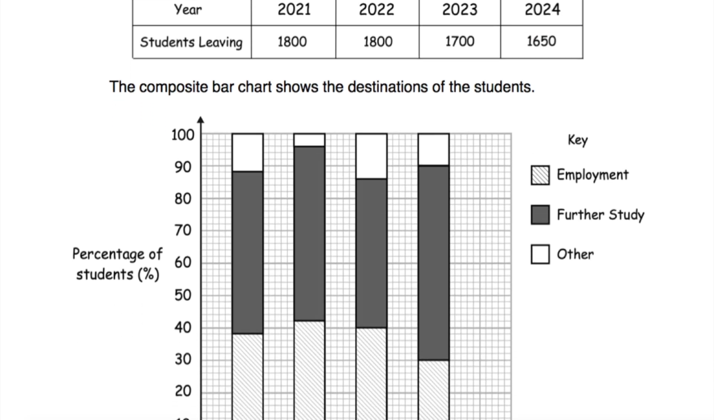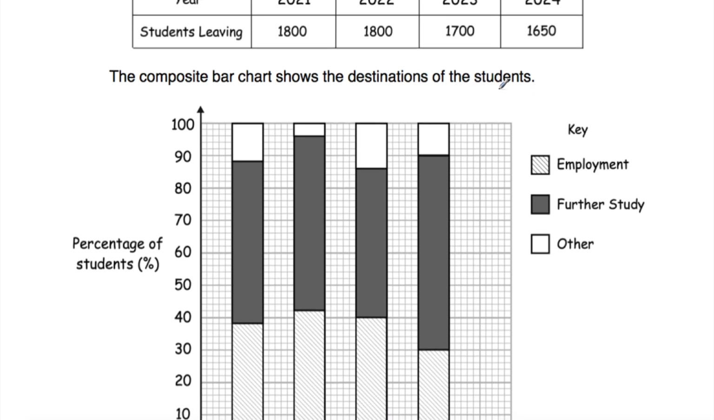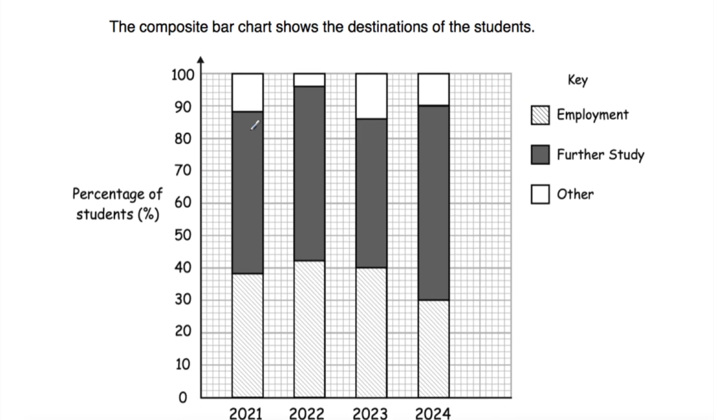Okay, so then we've got this composite bar chart, and it shows the destination of the leavers. So it shows where those students go. So we've got employment, and it's percentage of students, so showing the percentage of students that go into employment, the percentage of students that go into further study, so perhaps university or college or something like that, and then we've got the percentage of students doing other, so something else, perhaps traveling, taking a gap year, something like that. So here we've got employment, we've got further study, and we've got other, and we've got the percentage of students. That's why they've all got the same height, because obviously there's 100% of the students in 2021 and so on.